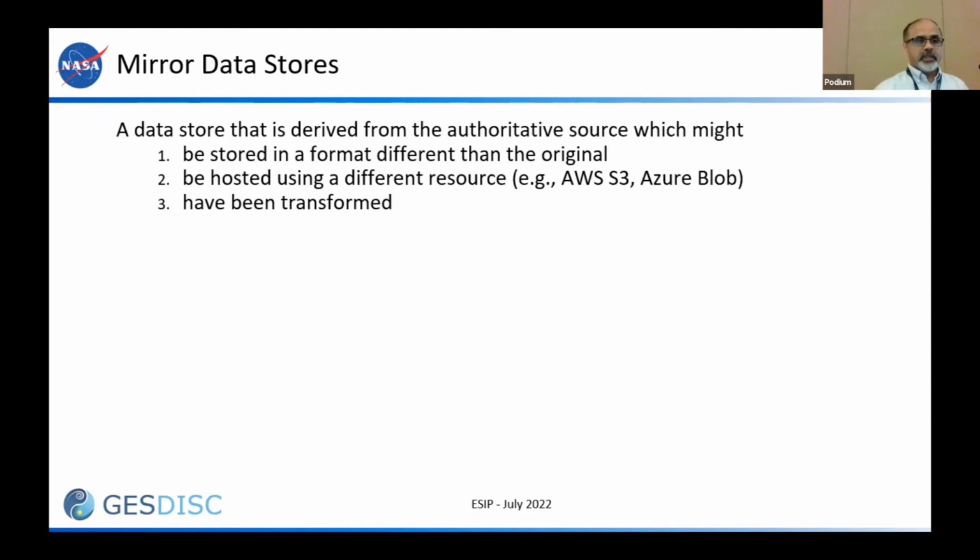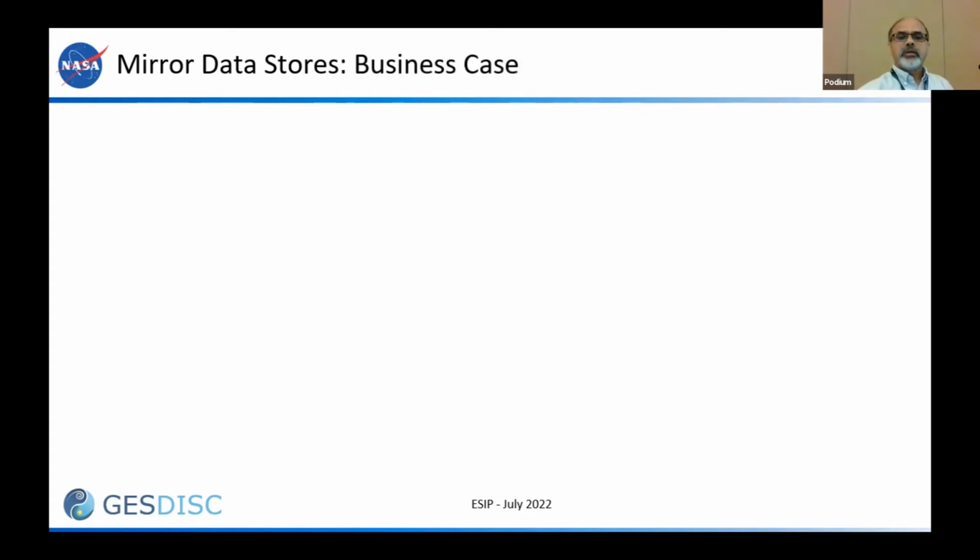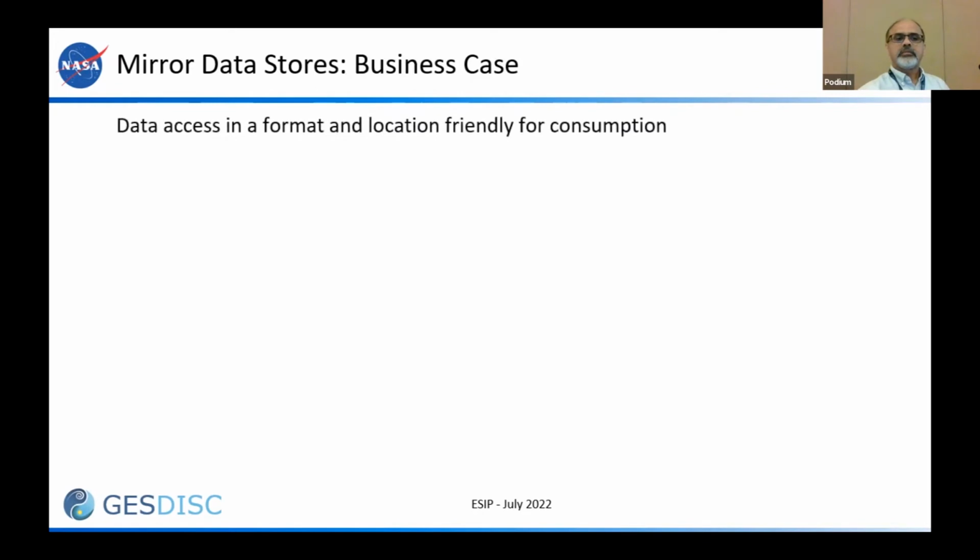For this talk, a mirror data store is something that is derived from the authoritative source. And along the way, the data might have been stored in a different format than the original. It might be hosted in a different location, or it might have been transformed where the data values actually changed. The rationale for these mirror data stores is essentially that they provide data access in a format and location that's actually friendly for consumption.